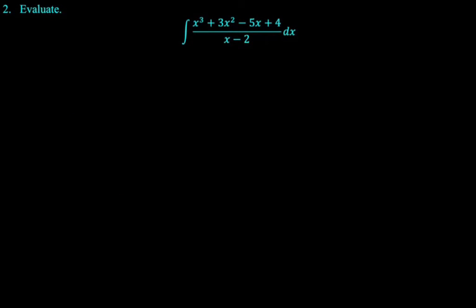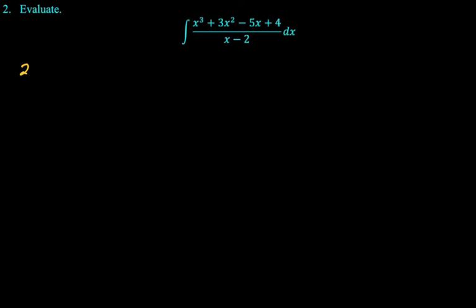We want to evaluate the integral of x cubed plus 3x squared minus 5x plus 4 all over x minus 2 dx. This is an improper fraction, so we have to do division. So you always need the degree of the numerator to be less than the degree of the denominator before you actually do an integral. So let's divide.